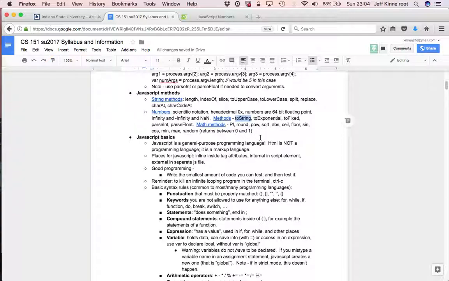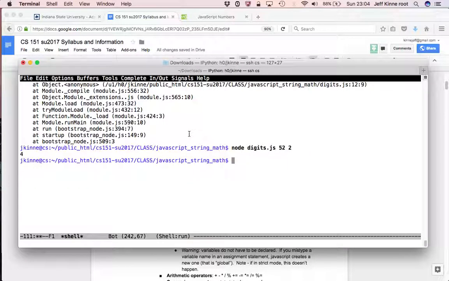So all the usual things you would have on your scientific calculator are inside of the Math object, capital M Math. So there's pi, the constant, rounding, power, square root, absolute value. Ceiling means rounding up. Floor means rounding down. Sine, cosine, min, max, and random. Let's take a look at random first.